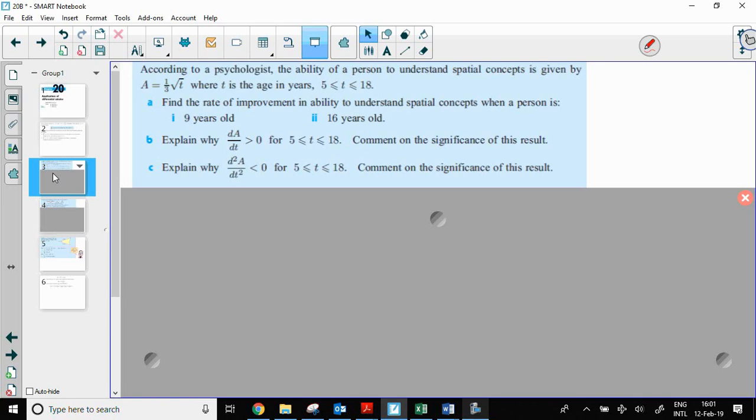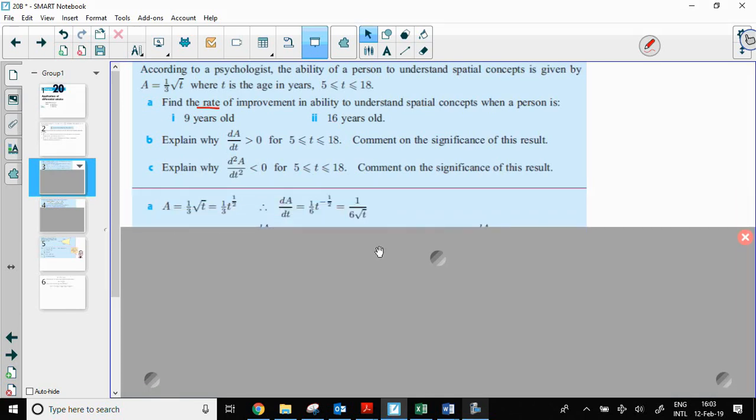Some psychology. All right, so find the rate of improvement in ability to understand spatial concepts. Find the rate means we're definitely going to be taking a derivative here and substituting these values into it. And by the way, I don't even know what the unit for A is. It doesn't matter. Let's just figure these out.